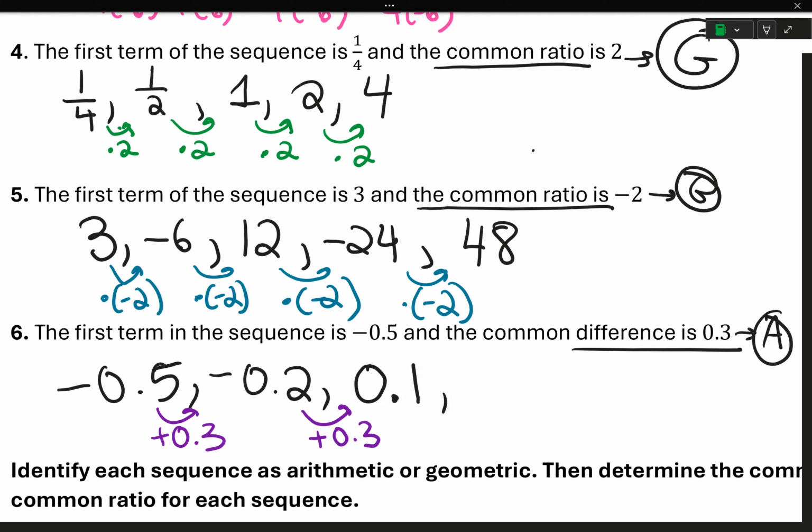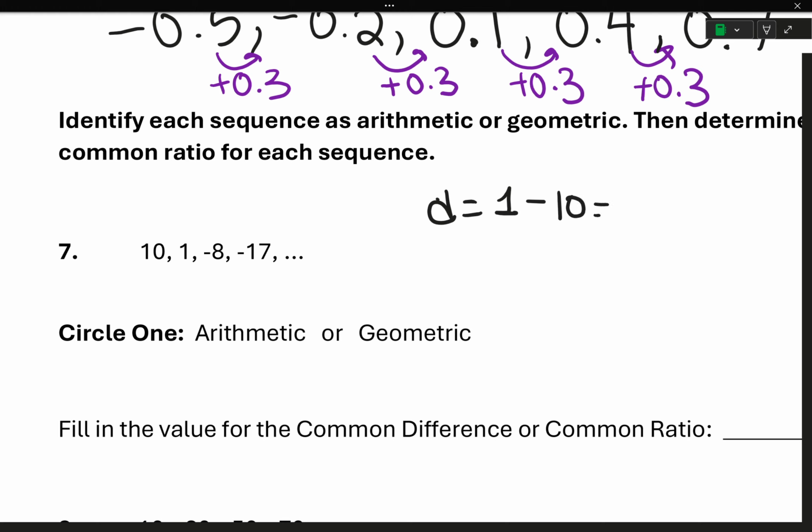Anyways, for arithmetic, we would calculate the common difference. For the common difference, we would do term 2 minus term 1. So it would be 1 minus 10. 1 minus 10 is -9. Let's see if that pattern works. Is 1 minus 9 -8? Or 1 plus -9? Yeah. Is -8 plus -9 -17? Yes. It's arithmetic, and our common difference is -9.